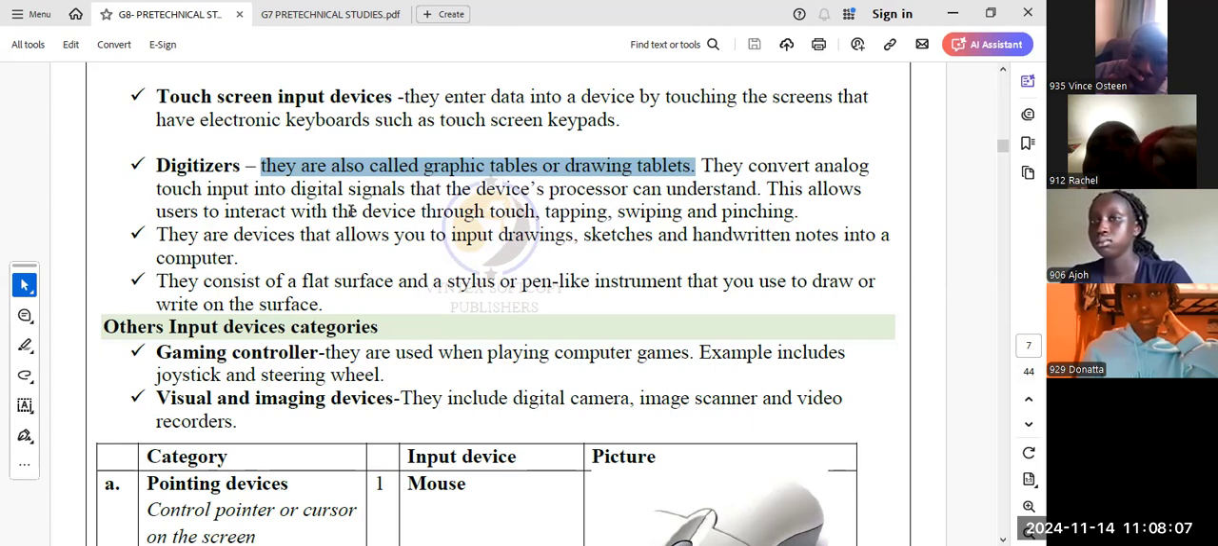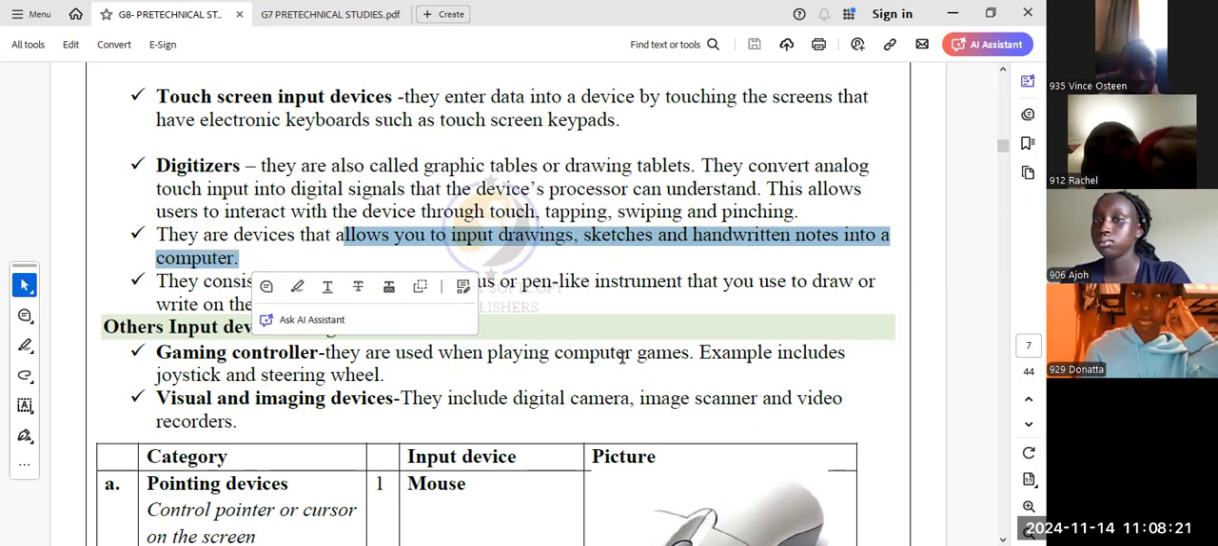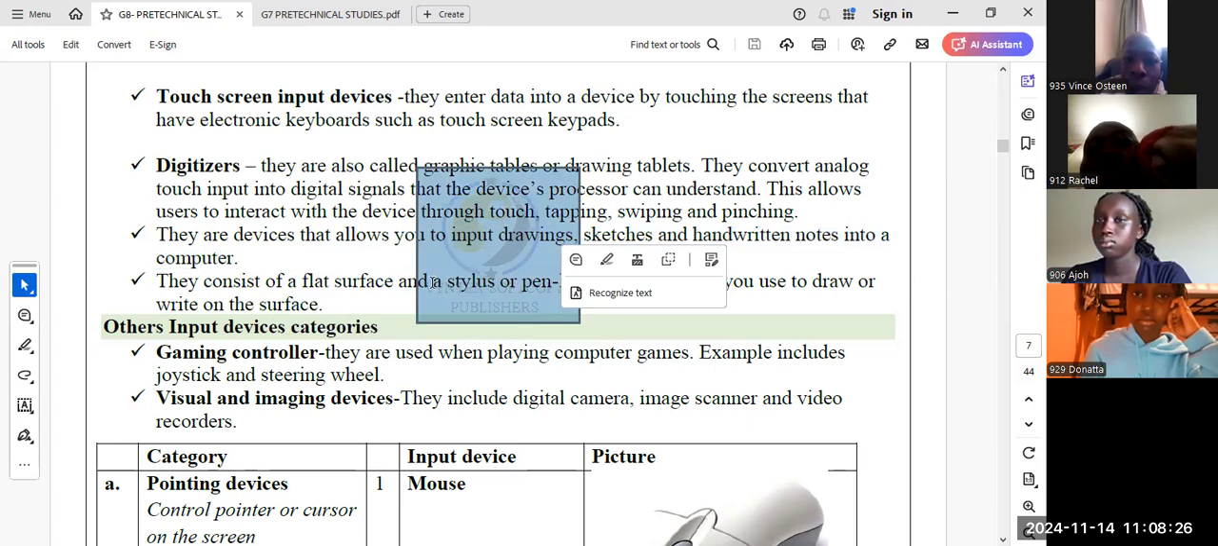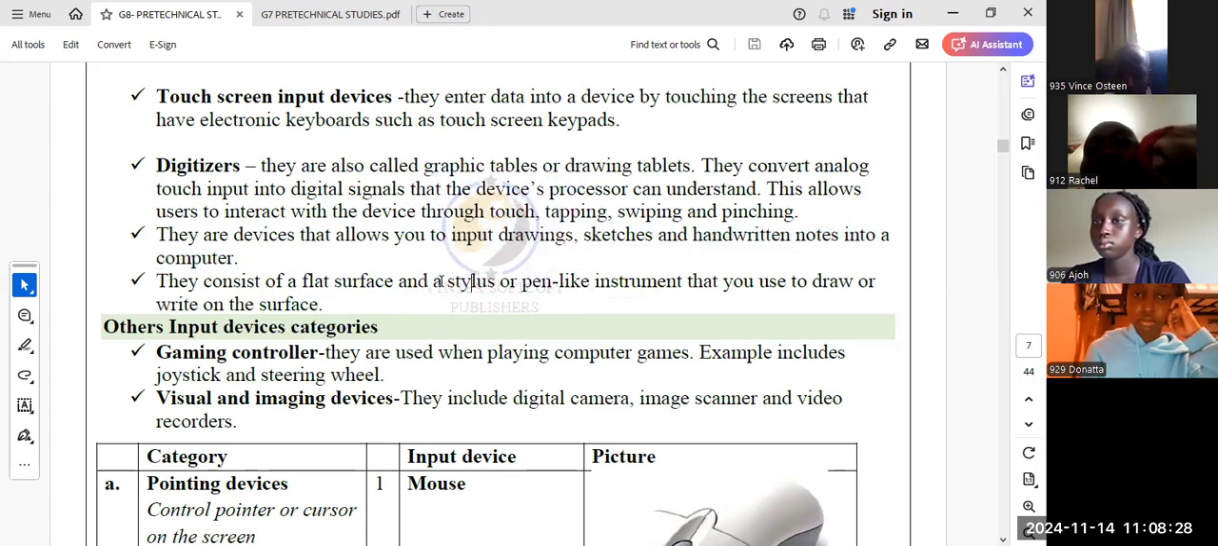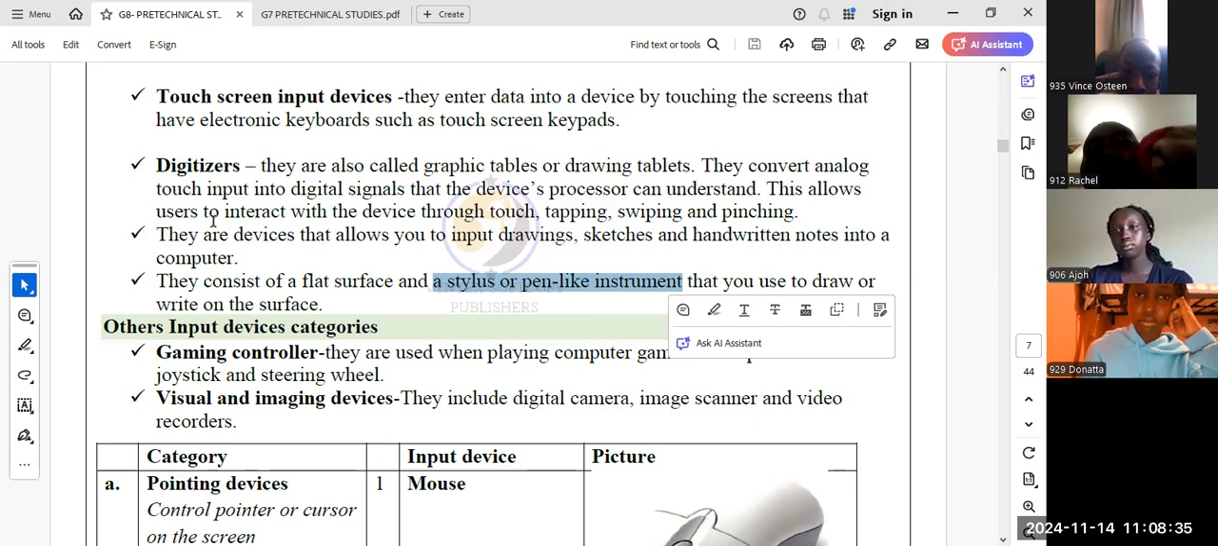Now, these digitizers allow you to input drawings, sketches, and handwritten notes into a computer. So we refer to them as digitizers. For you to be able to write on a digitizer, you should have a stylus or a pen-like instrument that you use to draw or write on the digitizer. If you go to the bank mostly and Huduma centers, these devices are there.